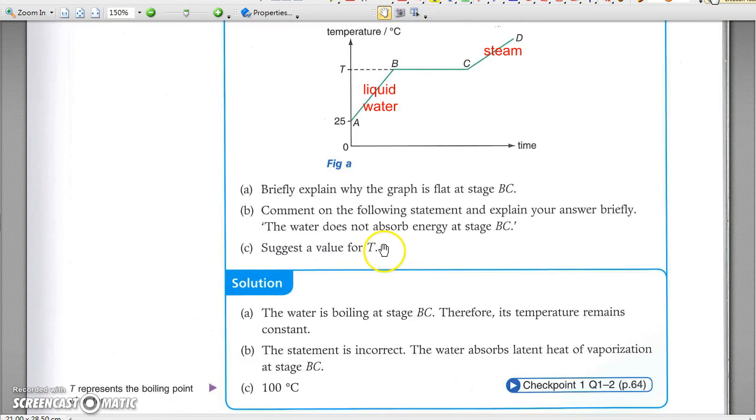Obviously, the temperature T in the diagram is 100 degrees Celsius, the boiling point of water. Water absorbs latent heat of vaporization to vaporize, and you can see that the temperature of steam keeps rising when all water becomes vapor in a closed container.